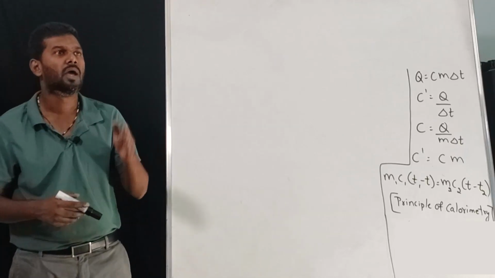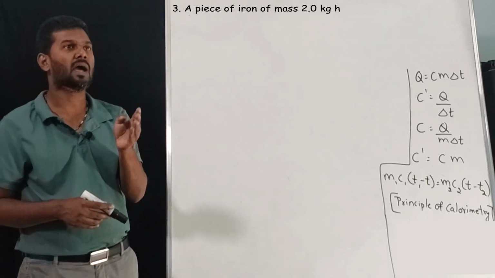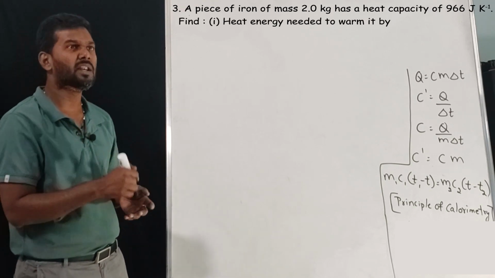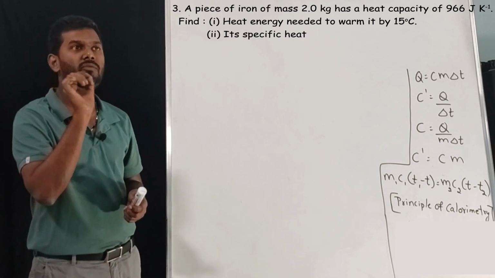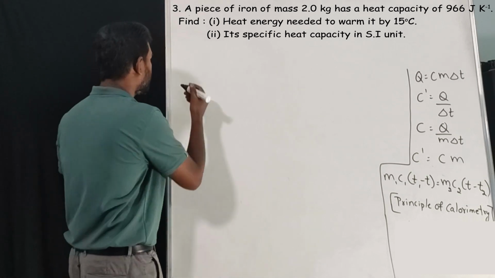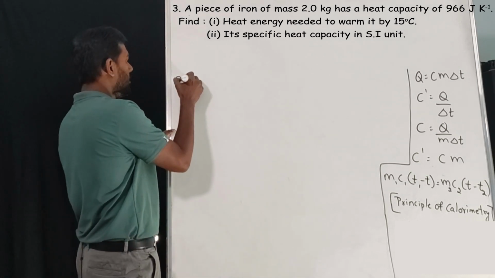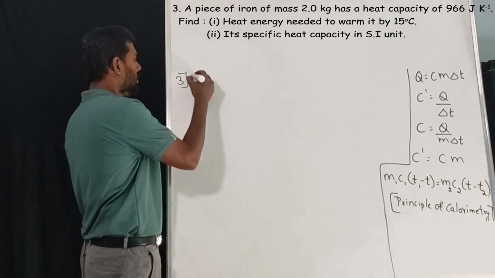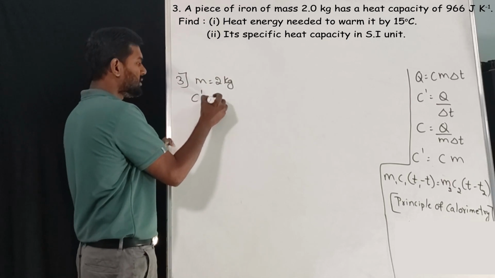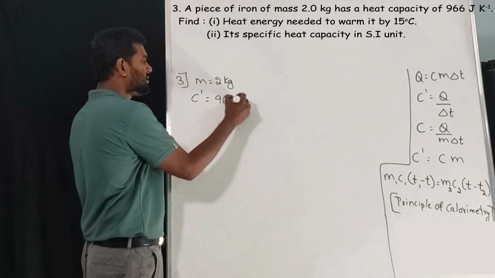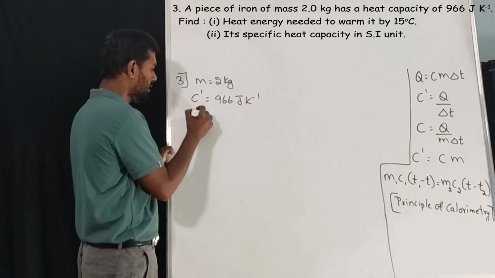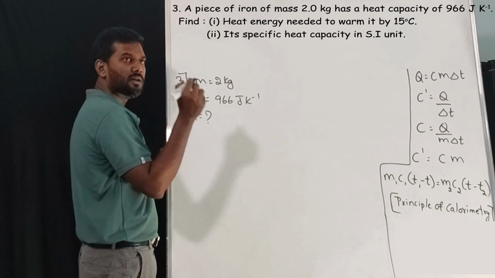That's it. Our next question: a piece of iron of mass 2 kg has a heat capacity of 966 joules per Kelvin. Find the heat energy required to warm it by 15 degrees Celsius and its specific heat capacity in SI unit. Okay, first we'll write the given data. A piece of iron, mass is equal to 2 kg, and heat capacity is C dash, that is 966 joules per Kelvin, and heat energy required Q, and temperature is given.